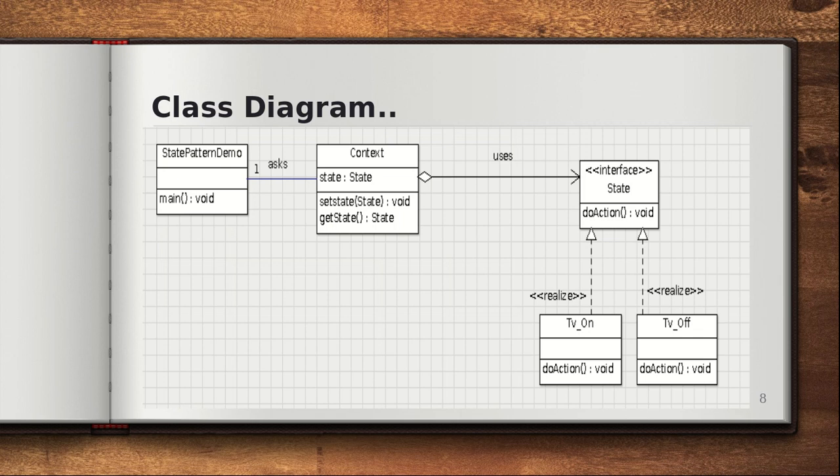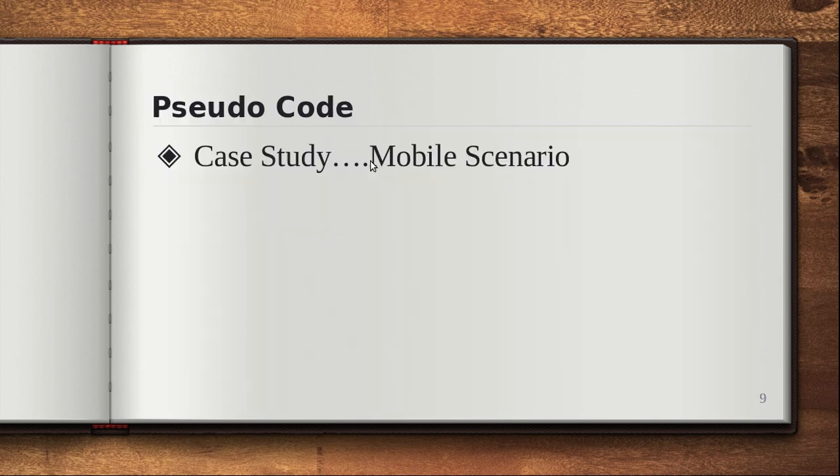Here you can see the same diagram. Instead of the earlier states, here the states change. There is a TV on state and a TV off state, which implement the state interface. Again the context class is there, the client accesses this context class, and depending on the input of the state, the context class changes the behavior. For the Java implementation, we'll see the case study of the mobile scenario.